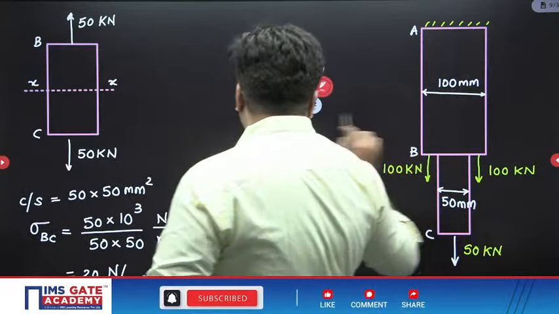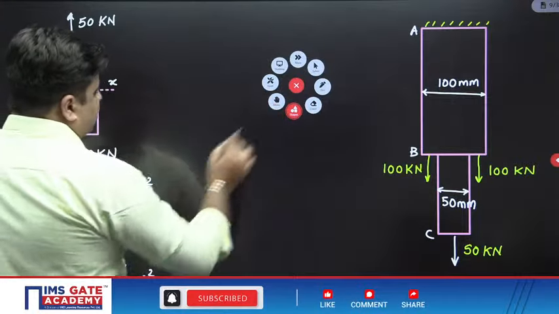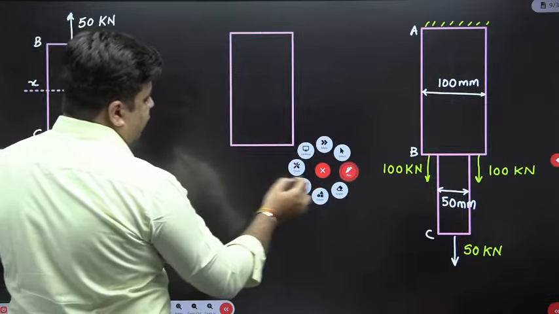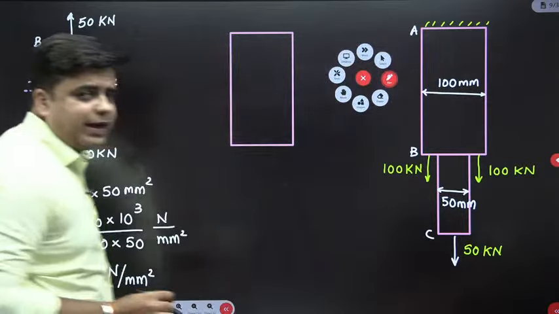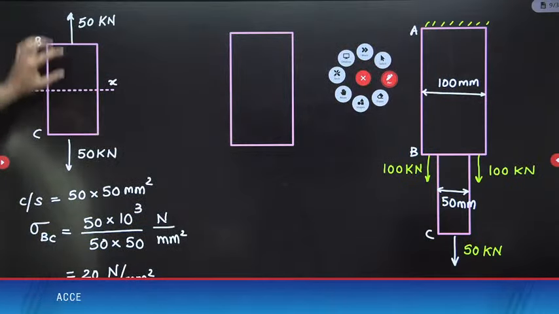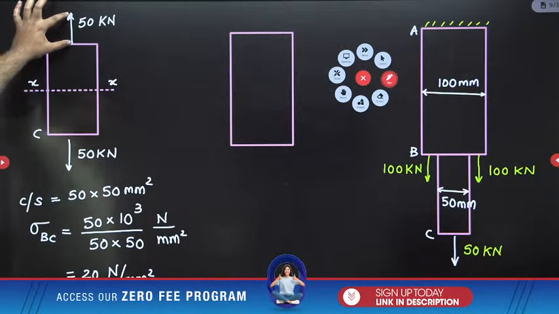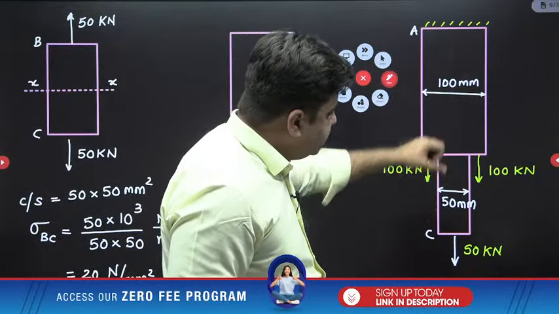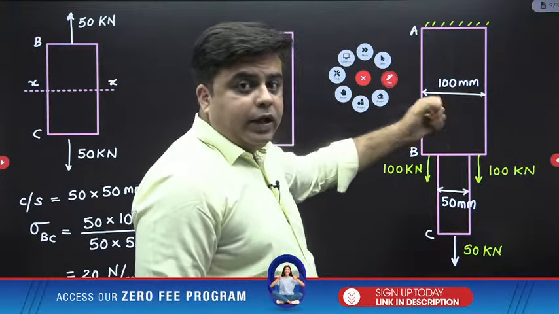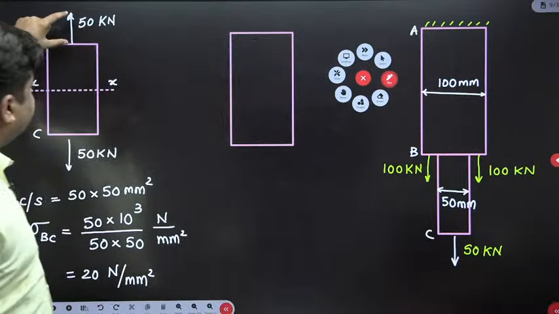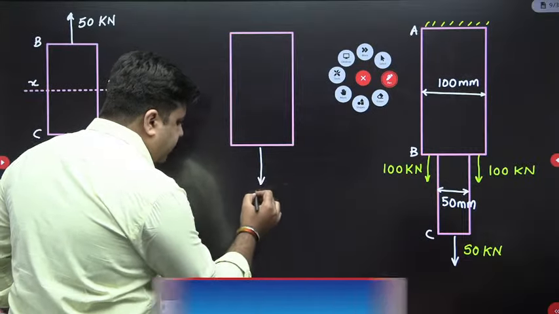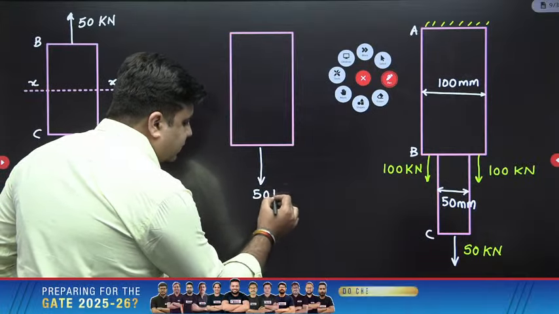Now coming to this portion AB, most of the students start thinking, sir, why should we draw the free body diagram? What is the importance of this free body diagram? So let me show you the importance. This 50 kilonewton load is applied by portion AB on portion BC to hold it back. In reaction to this 50 kilonewton load, portion BC will also apply equal and opposite 50 kilonewton load like this.